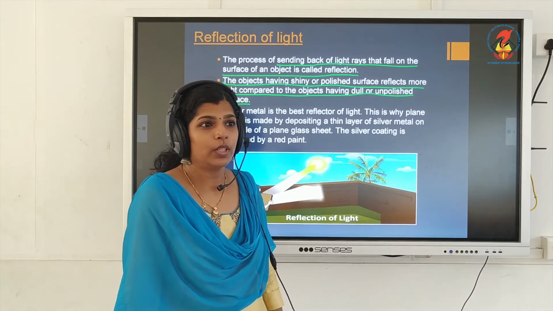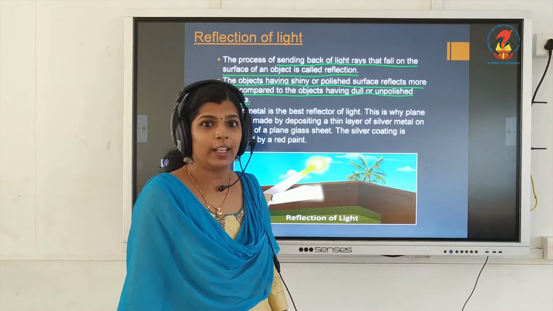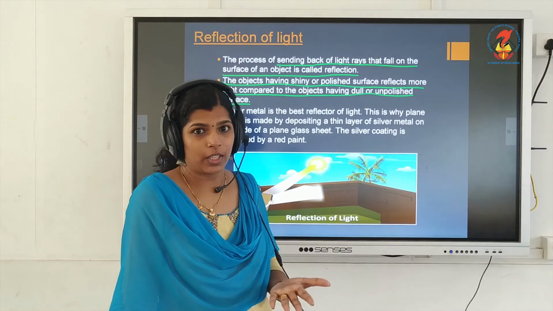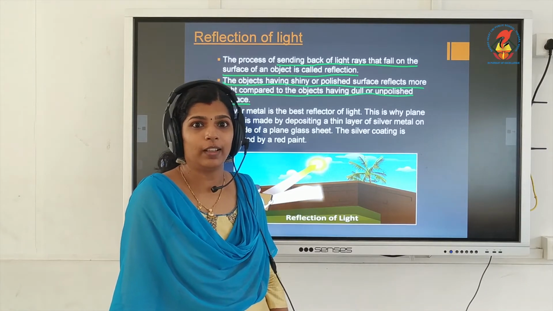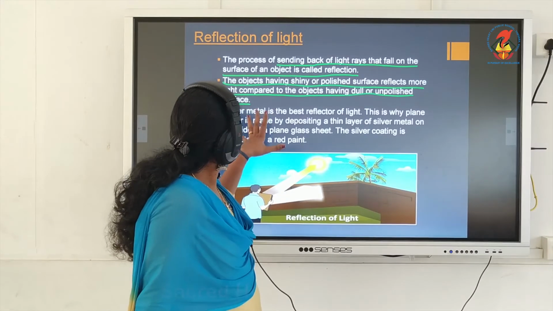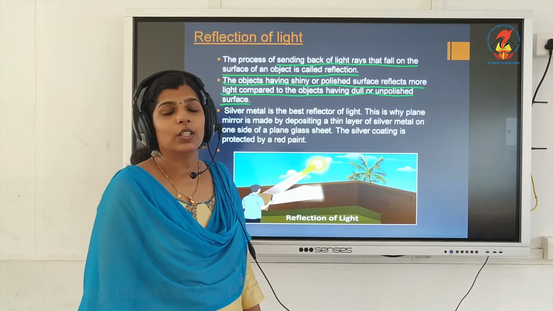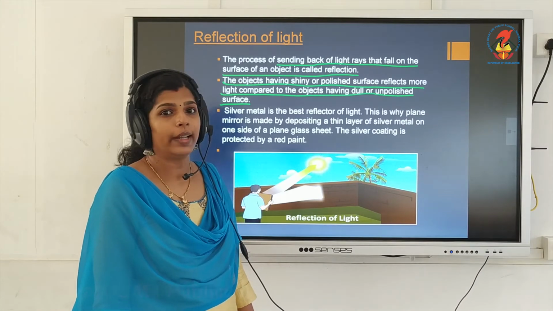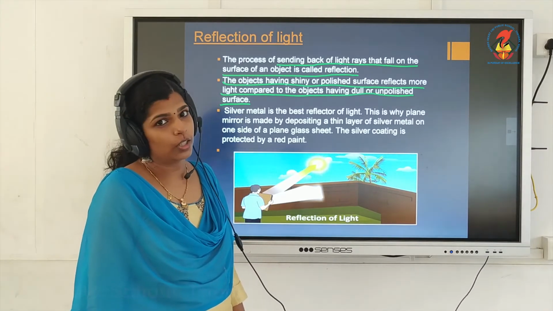Okay. Suppose you consider a plane mirror. Mirrors will reflect the light. Metal surfaces will reflect the light. Water sometimes will reflect the light. So, a polished smooth surface will reflect more light than a dull or unpolished surface.